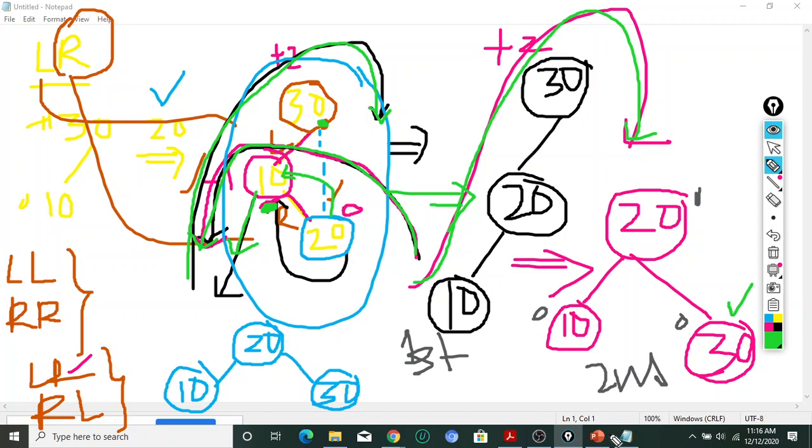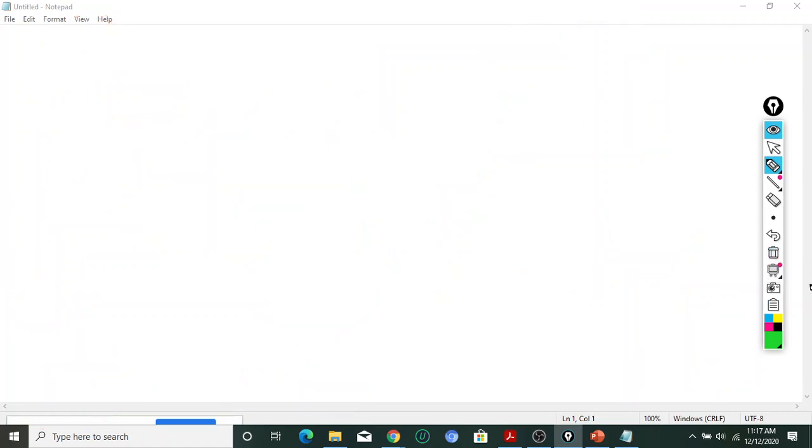Okay, now we move to the second one, the last one, that is RL rotation. We are just going to finish it, then we will discuss some more special cases. After that we will discuss how to construct an AVL tree. Now we are discussing RL rotation.